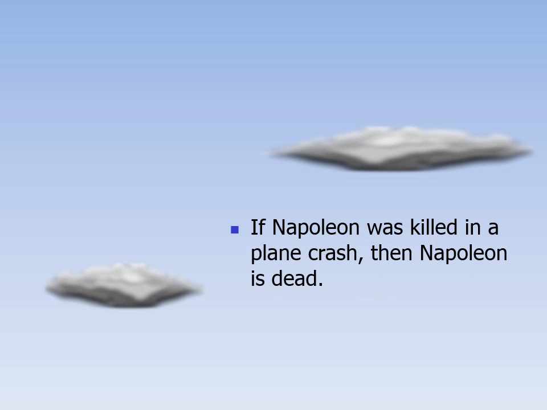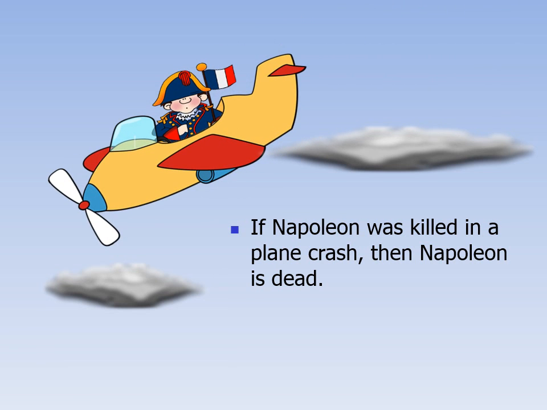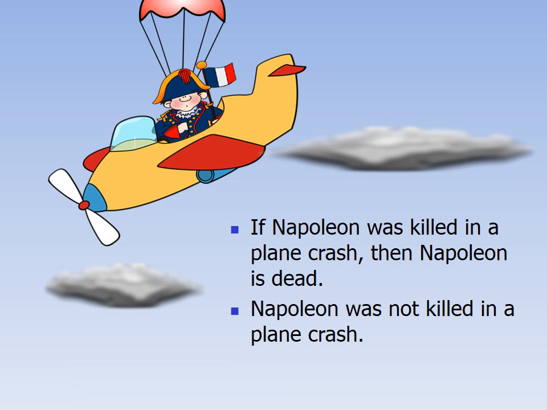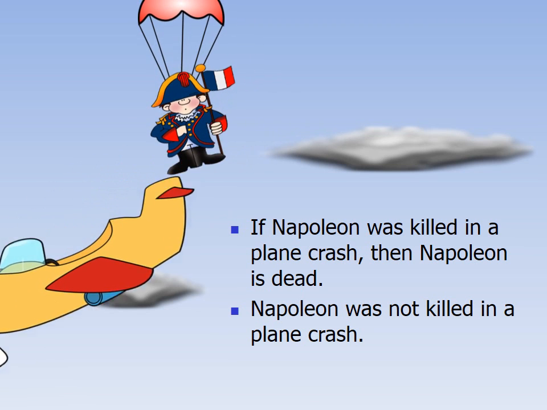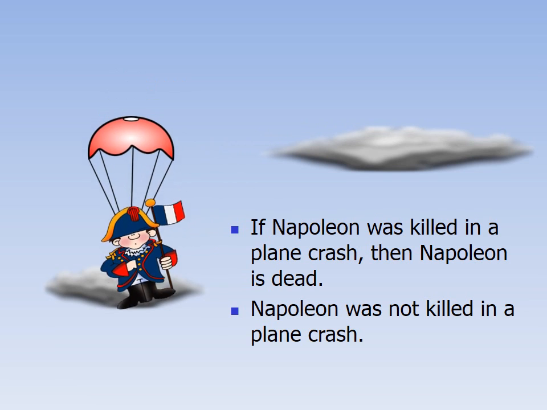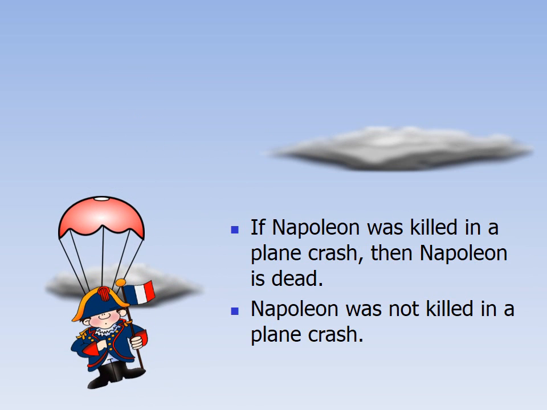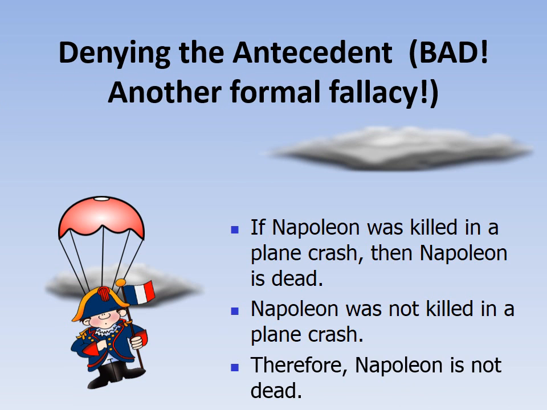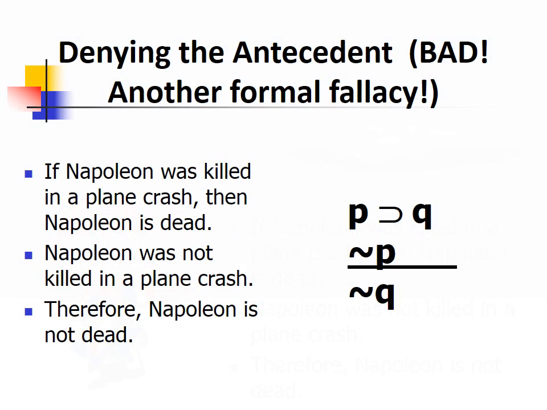Now, just like there's an imposter version of Modus Ponens, there is an imposter version of Modus Tollens. Let me illustrate. If Napoleon was killed in a plane crash, then Napoleon would be dead, for sure. But he was not killed in a plane crash. Well, does it follow from that Napoleon is not dead? Not by a long shot. That's just one of many ways that Napoleon could have died. Basically, what we have going on here is denying the antecedent instead of denying the consequent. That's bad. It's another formal fallacy.